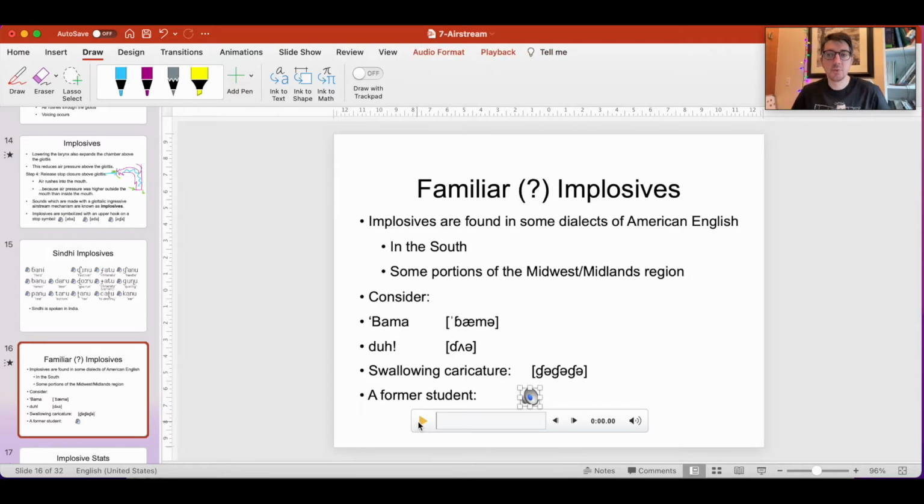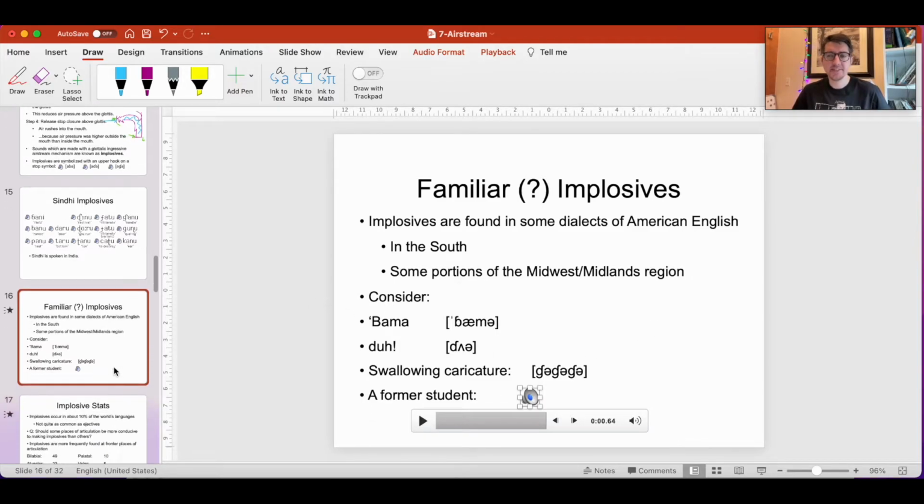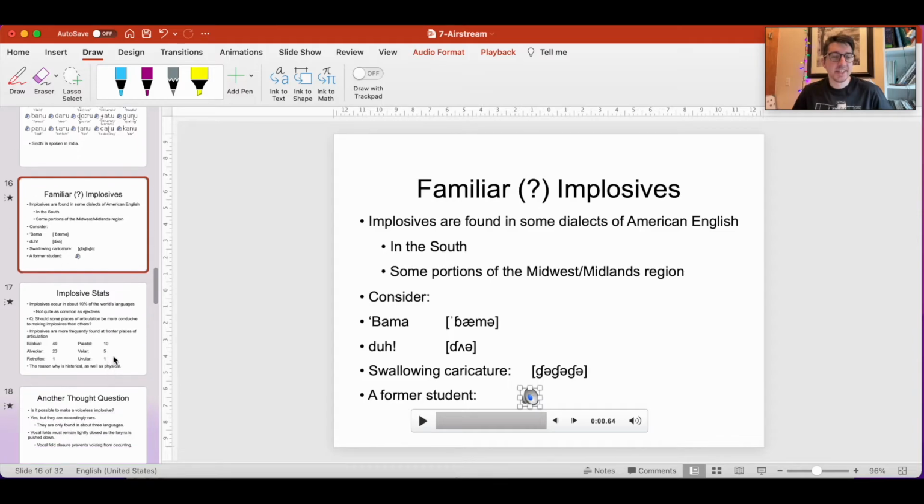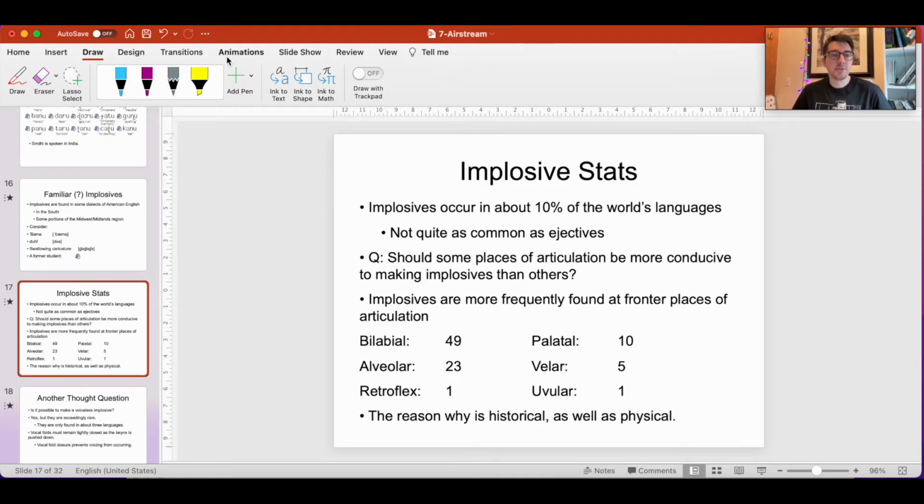And here is a former student producing an implosive. Beak. Beak, as if you're trying to enunciate, emphasize. It's a beak. Yeah, something like that. All right, so the implosive stats.